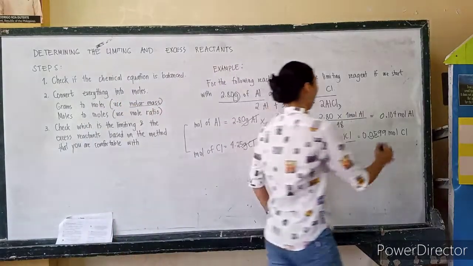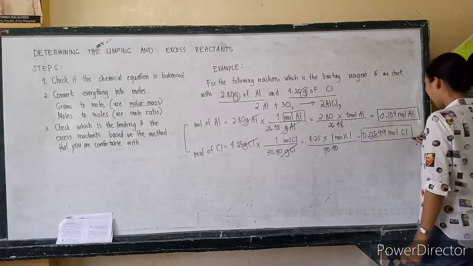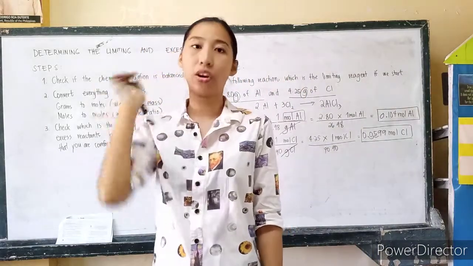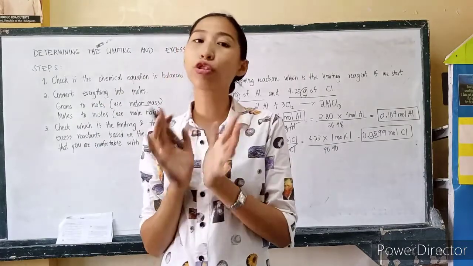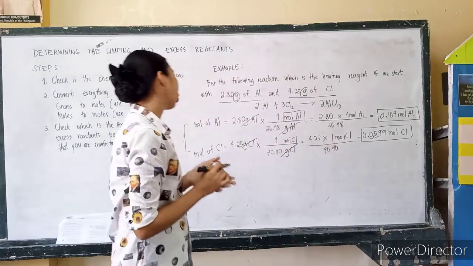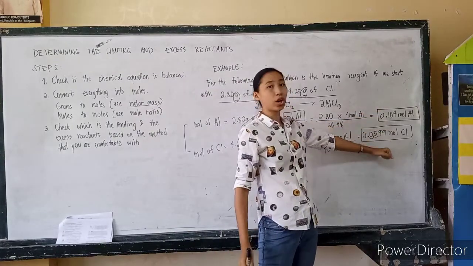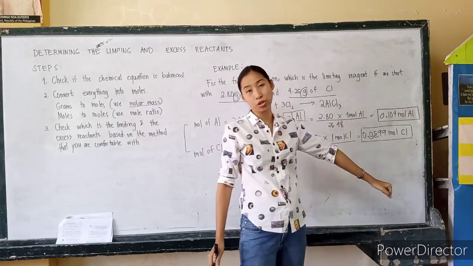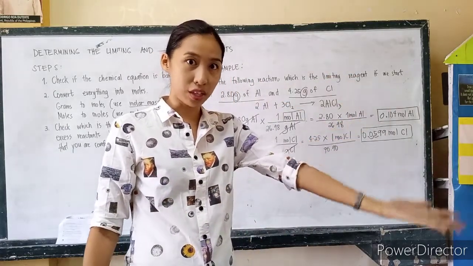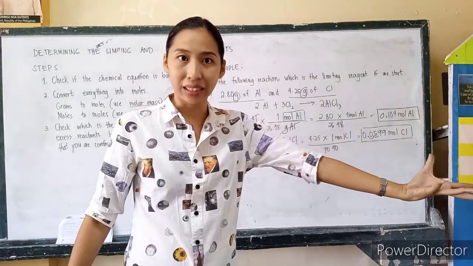Now, we have the mole values. This is the moles of your aluminum, and this is your moles of Cl. Now, to determine your limiting reagent or excess reagent, there are three methods. I will show you method 2 and explain it to you. How does it work? In method number 2, you choose either Al or Cl, whichever mole value. After that, we convert it into the other reactant.